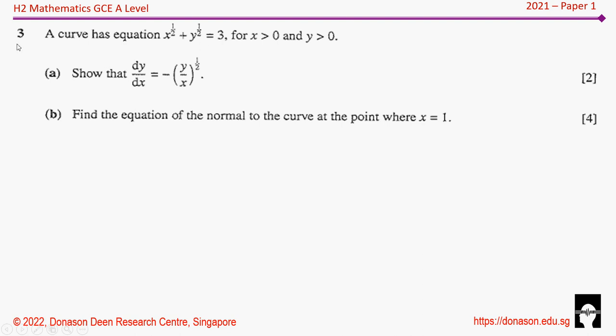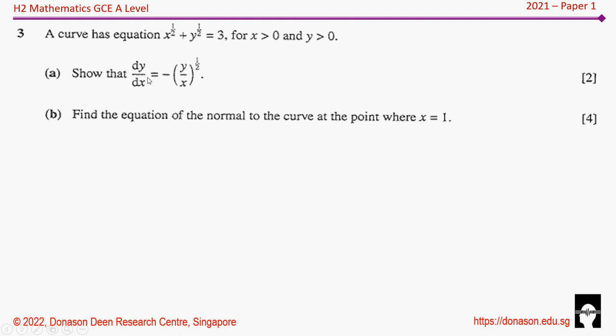Okay, let's look at question number 3 now. A curve has the equation x to the power of half plus y to the power of half is equal to 3, and we are told that x must be positive and y must be positive. Both must be greater than 0. It means both values should be positive.